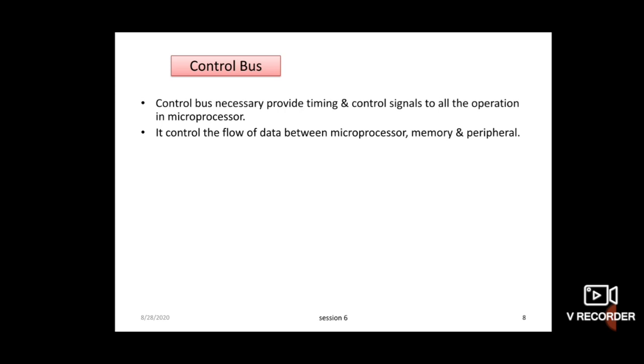Control bus provides signals to all peripheral devices or memory devices connected to it. Control bus is very important because all operations depend upon this control bus.